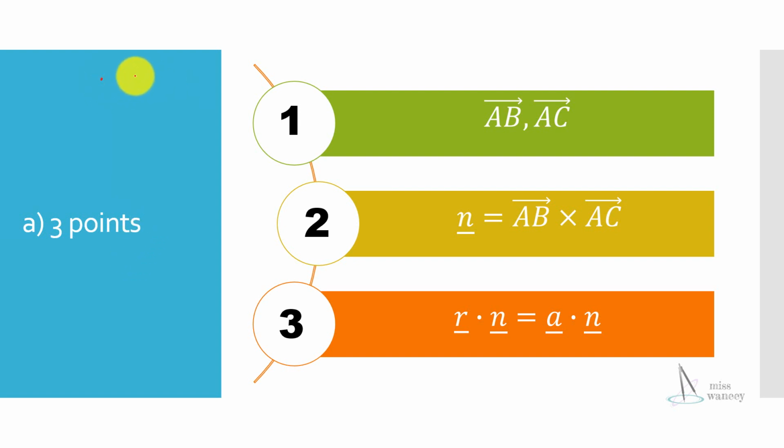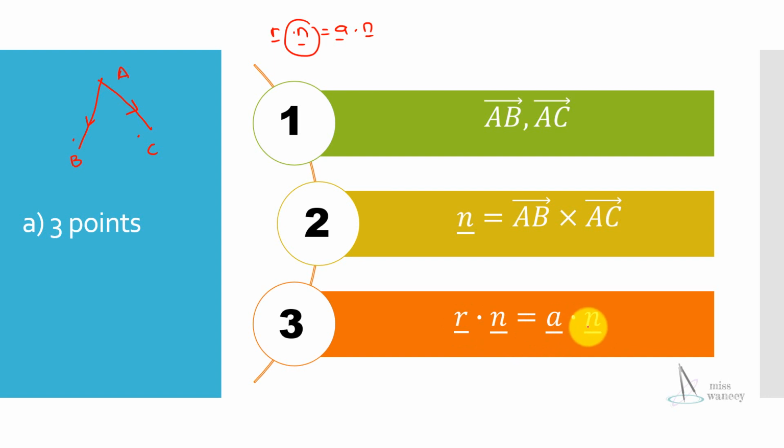So for example, let's say you are given point A, point B, and point C, and you were told to find the equation of the plane containing all these 3 points. If you have 3 points, we need to find two vectors first. So do make sure you calculate AB and AC. That is the first step. After that, to calculate a normal, you simply do AB cross AC, or you can do AC cross AB. And then we're going to substitute the n into r dot n equals a dot n.